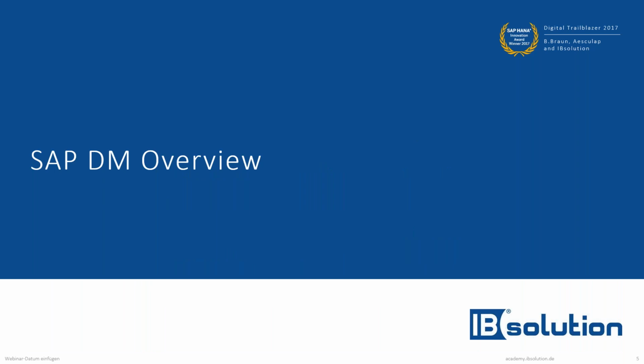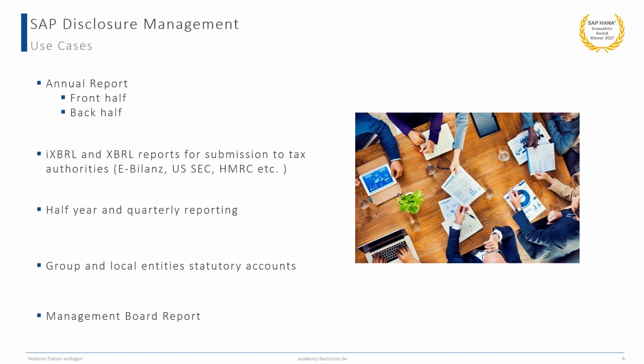So, SAP DM overview. Disclosure management can be used in various use cases. The most common use case is to produce the annual report of your company, and usually this splits into two parts, front half and back half. Why is that? In most multinational organizations, there are two teams that share this job. One team produces the front half of the annual report and another team produces the back half, which are then joined together to come up with the annual report which gets published on your websites.